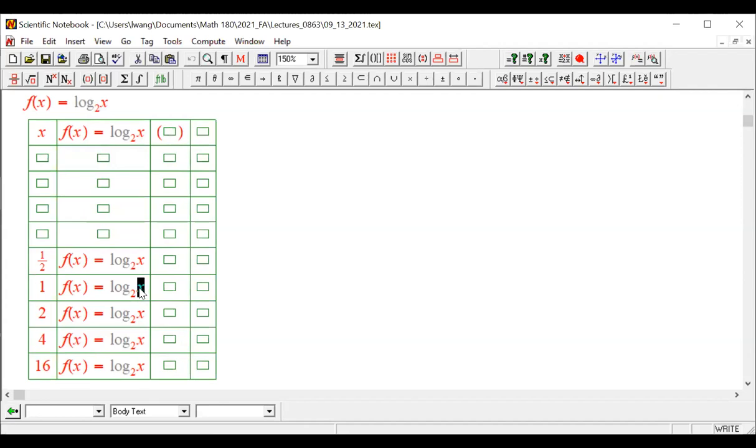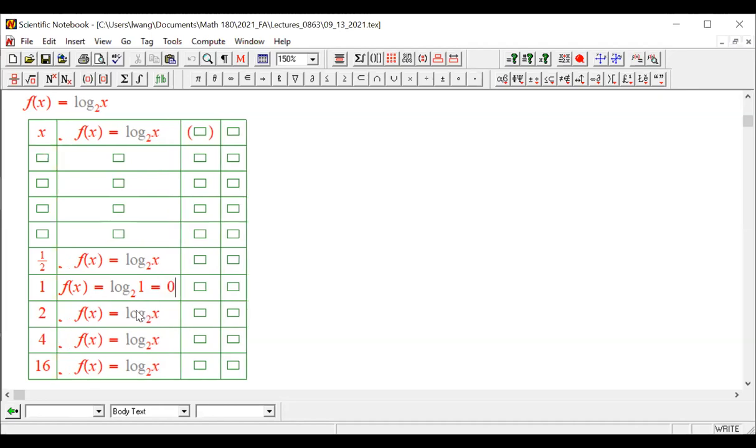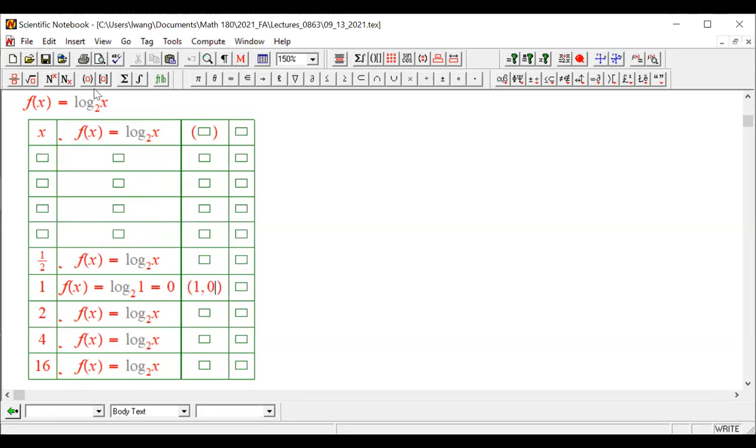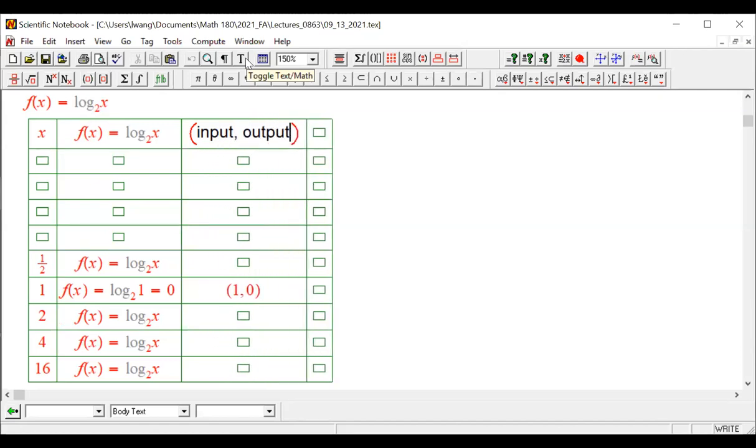If the input is 1, log base 2 of 1 equals what? We just did it, right? What would that be? Zero. That's right. When input is 1, output is 0. Input, output. New rule. We got a new rule, everybody.